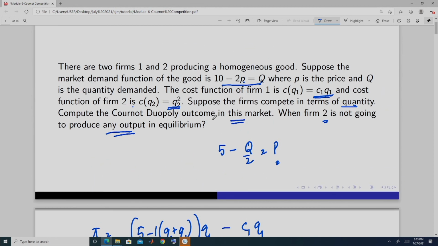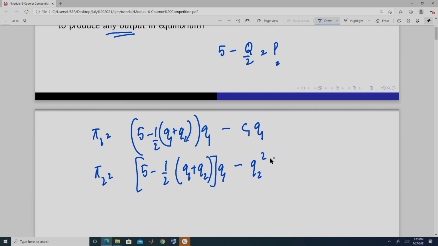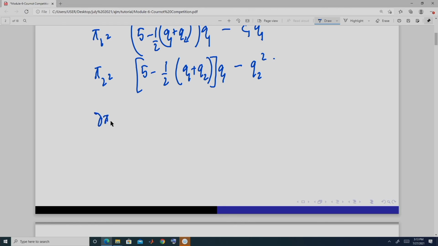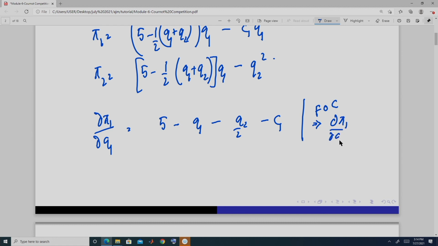It is Q square, I think. It is this. They are differentiable, so we optimize these with respect to their outputs. The first order condition implies this, and this is the reaction function of firm 1.